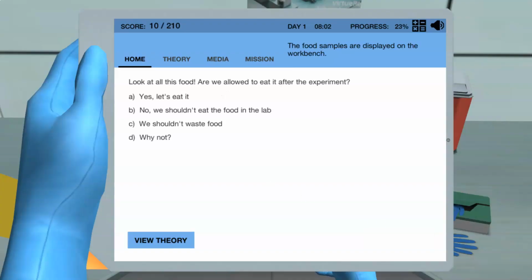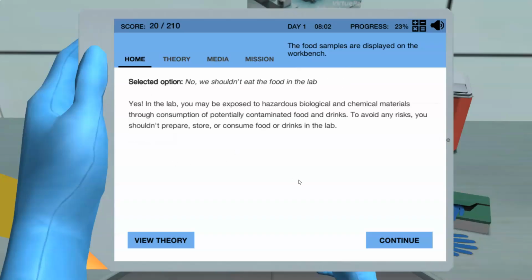Look at all this food. Are we allowed to eat it after the experiment? Yes. In the lab, you may be exposed to hazardous biological and chemical materials through consumption of potentially contaminated food and drinks. To avoid any risks, you shouldn't prepare, store, or consume food or drinks in the lab.